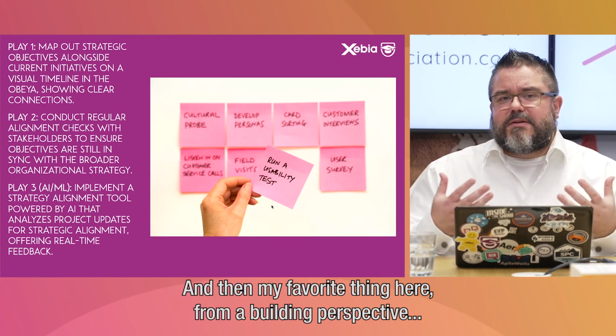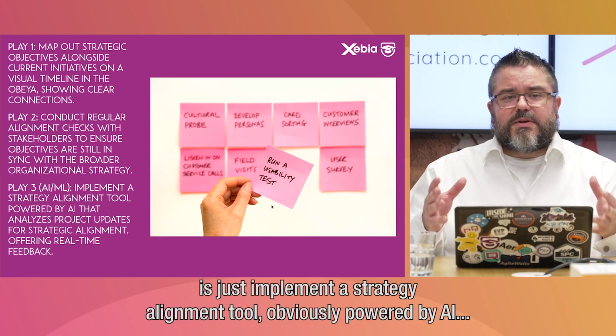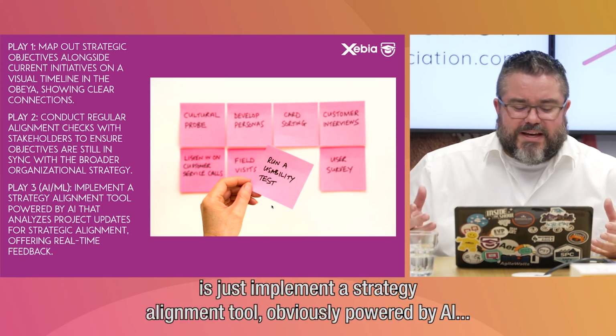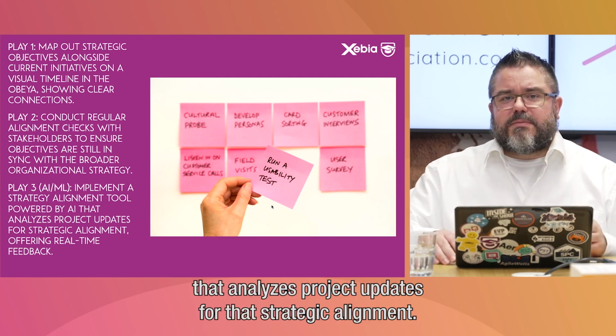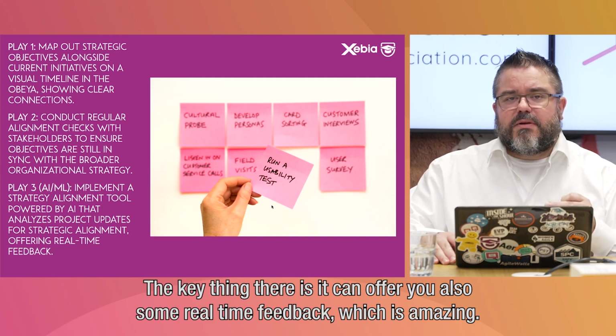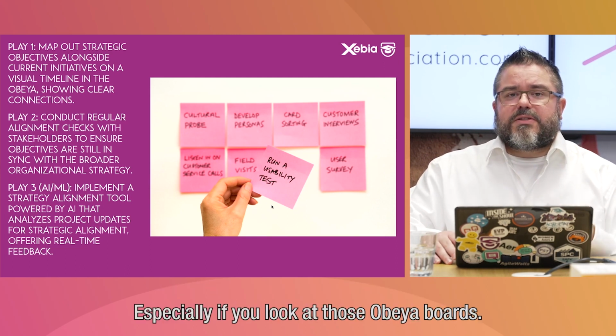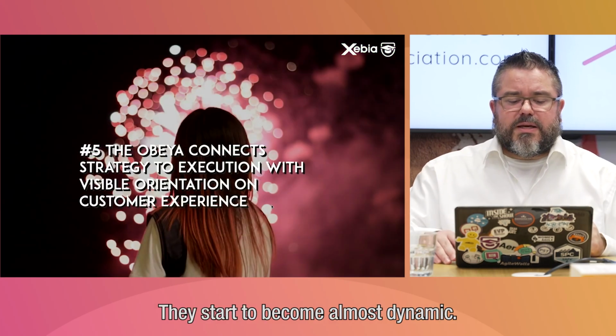And then my favorite thing here from a building perspective is to implement a strategy alignment tool, obviously powered by AI, that analyzes project updates for, again, that strategic alignment. The key thing there is it can also offer you some real-time feedback, which is amazing, especially if you look at those Obeya boards. They start to become almost dynamic.